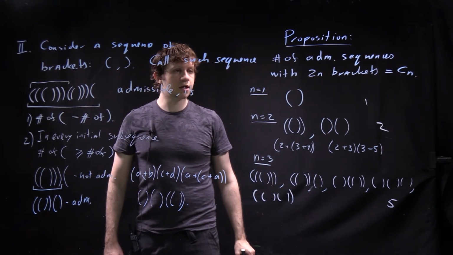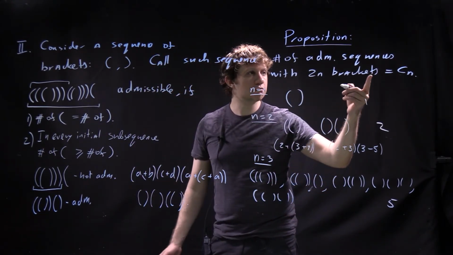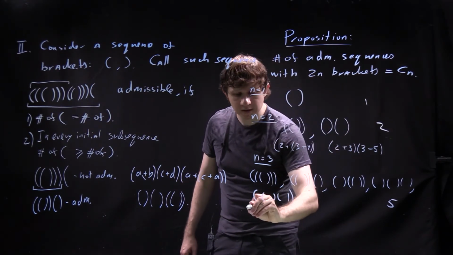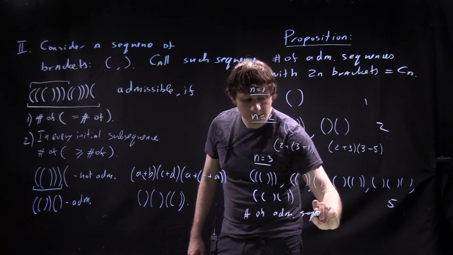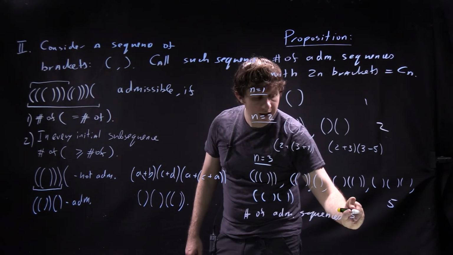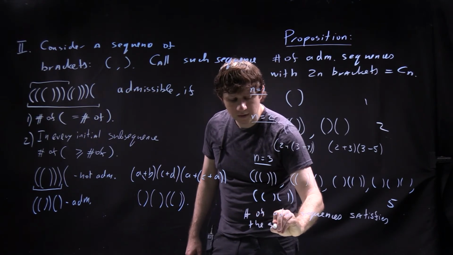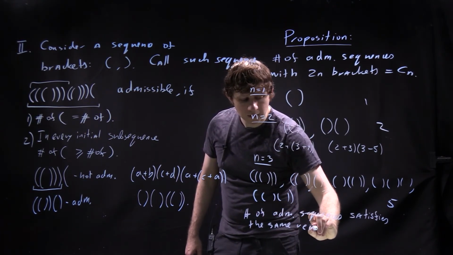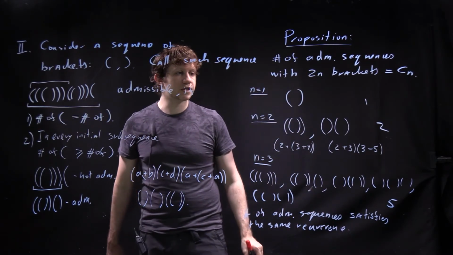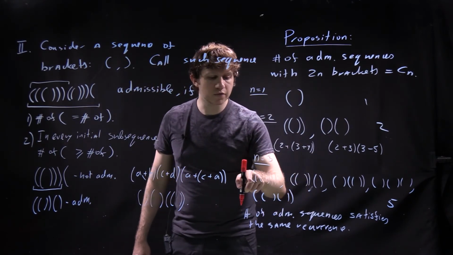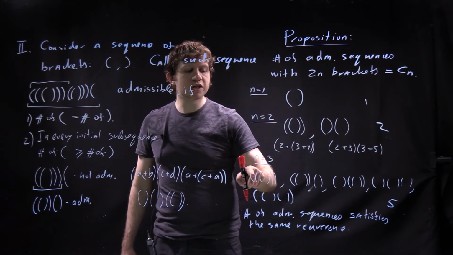The proof is based on the following idea: this number of admissible sequences satisfies the same recurrence. And the idea of how to prove it is very simple. You just take an admissible sequence, for instance this one, and then you look at the first bracket. And then there is a corresponding closing bracket.